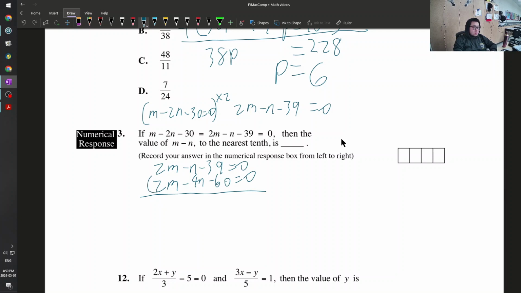Now we're going to subtract these two. 2m minus 2m is 0. N minus negative 4n is n plus 4n, which is equal to 3n. Negative 39 plus 60 is equal to 21. Plus 21 is equal to 0. Okay, so 3n is equal to negative 21, n is equal to negative 7.